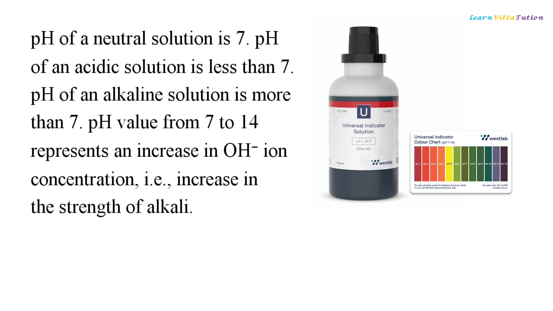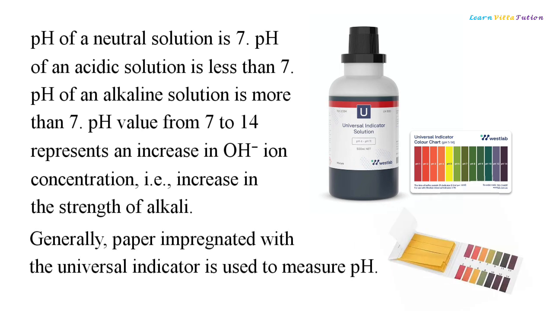pH of a neutral solution is 7. pH of an acidic solution is less than 7. pH of an alkaline solution is more than 7. pH value from 7 to 14 represents an increase in OH- ion concentration, so an increase in the strength of alkali. Generally, paper impregnated with the universal indicator is used to measure pH.